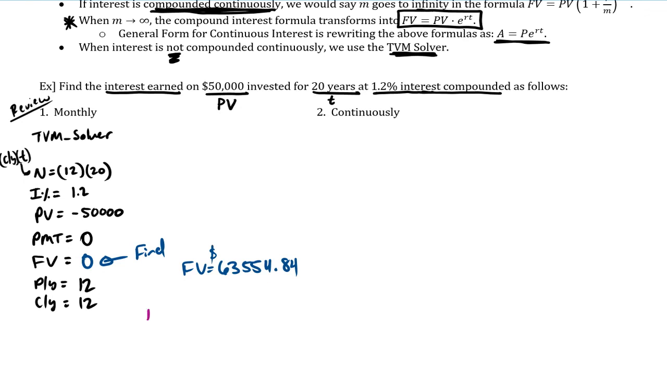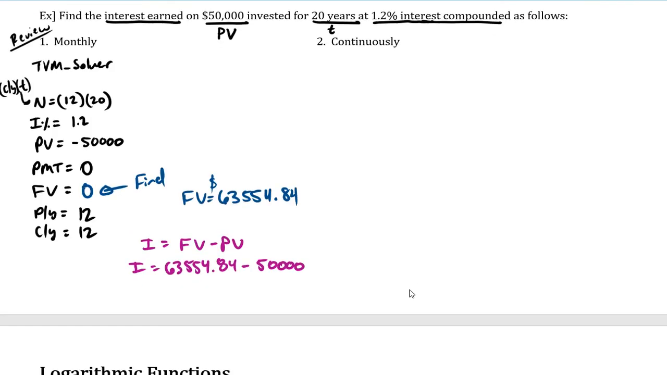They said they wanted interest, though. The interest would be the difference between your future value and your present value. So that I just need another calculator for. Or at least let me set it up. It's the $63,554.84 minus the present value, which was $50,000, just like that. Okay, so I have that.